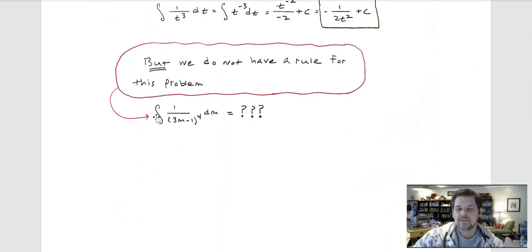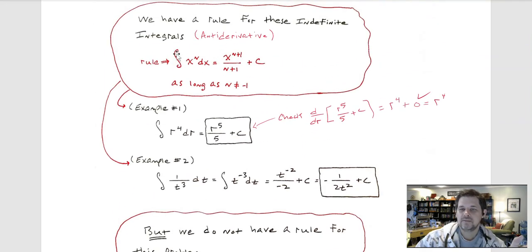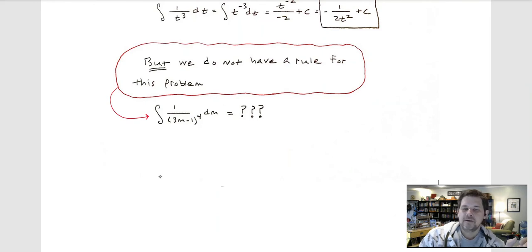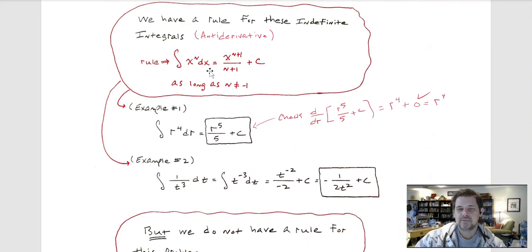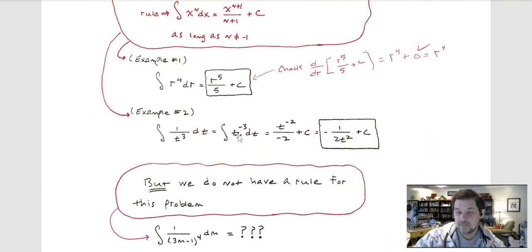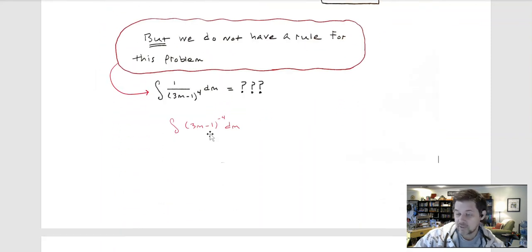We don't have a rule for something like this, okay? Even if you were to rewrite this and say you really wanted to use this rule where it says your variable to some power n, as long as that power is not -1, you might say, well, I could write this as 3m minus 1, and instead of writing 1 over that to the 4th power, I'll write it to the -4 power. But the rule just doesn't apply to this. That is more complicated than this rule allows. It says that if you have a variable, whatever your variable is, to some power n, such as r to the 4th power or t to the minus 3 power, it does not allow for anything more complicated than that.